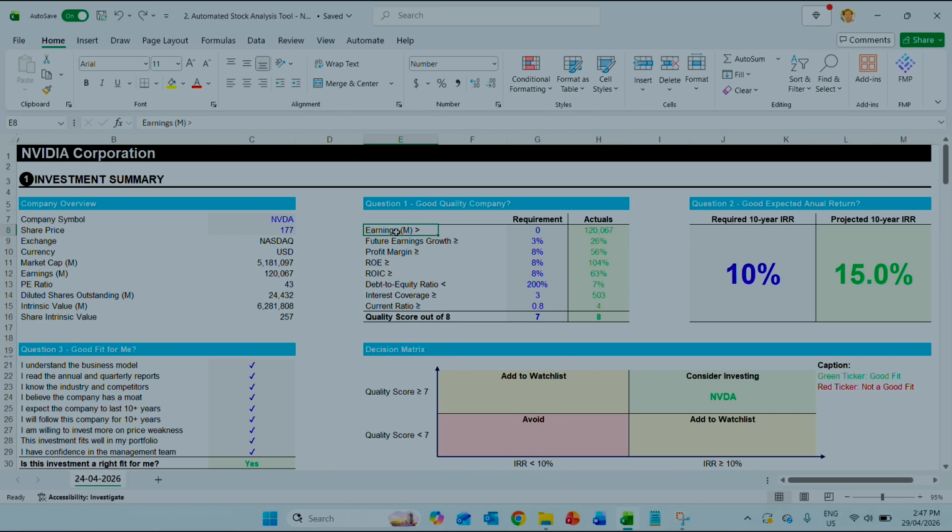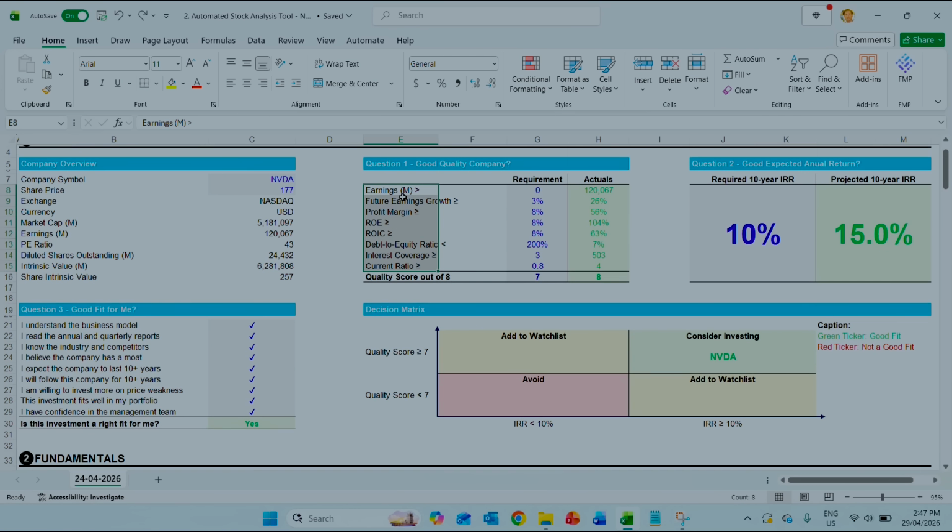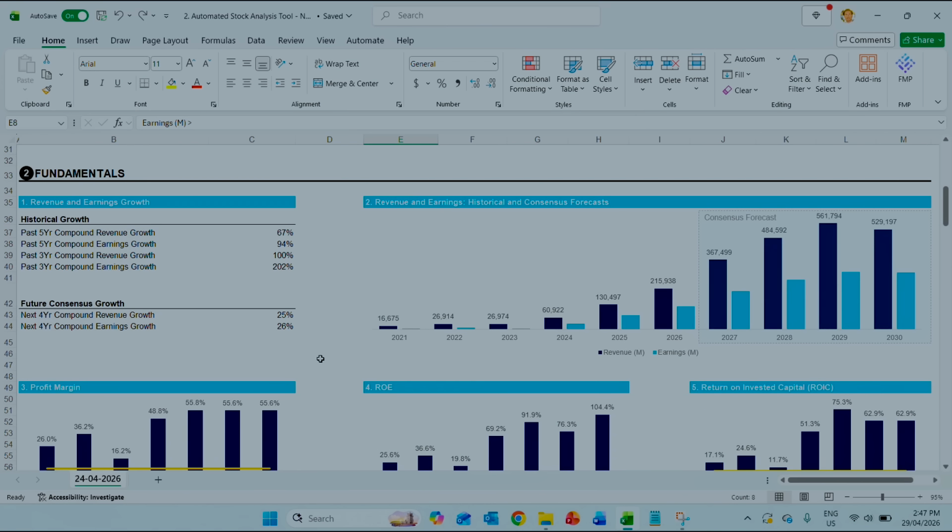So here we basically have those 8 metrics, but we deep dive a little bit more. For example, we've got those metrics, but over time. Okay, so let's start with revenue and earnings growth. We can see, for example, that over the past 5 years, the compound revenue growth was 67%. Excellent. The past 5-year compound earnings growth was 94%, even better.